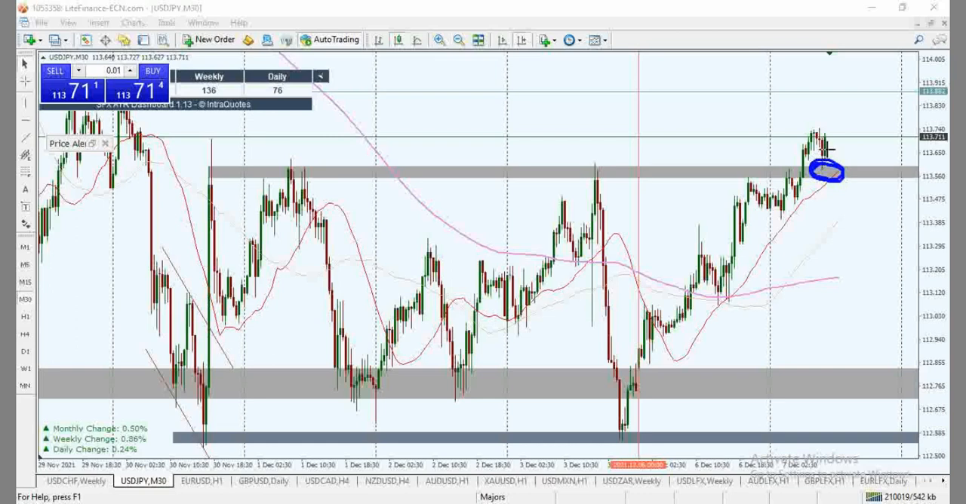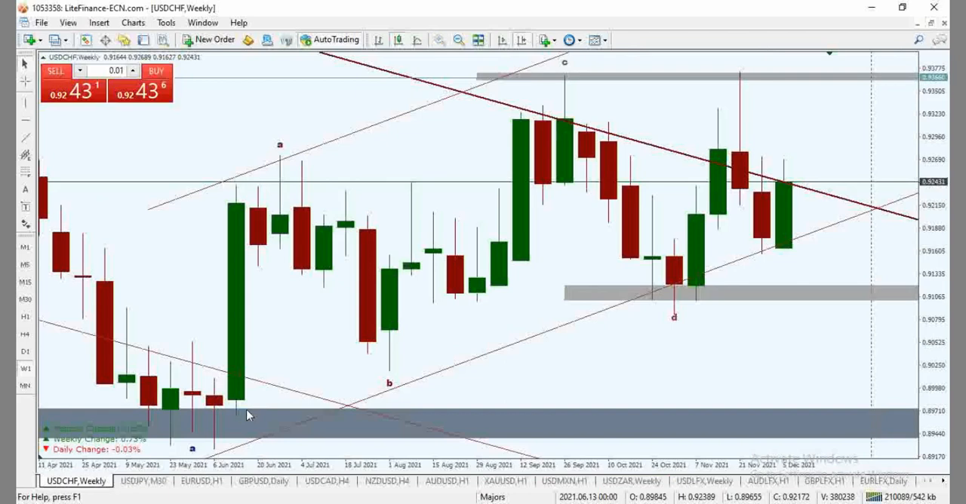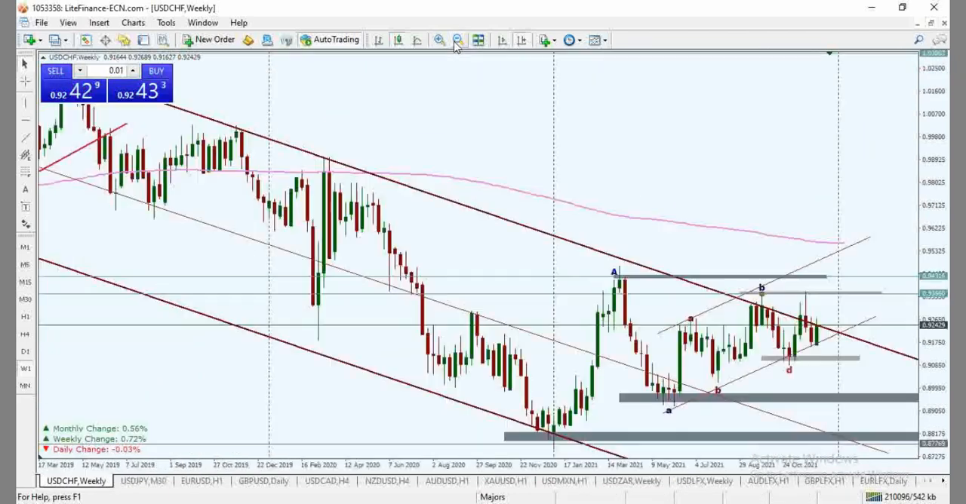So if there is a confirmation, we can also look to get into some buy positions today at the right spot. Also, the USD CHF, Swiss francs, also made the next move into the overall target, which I also wanted to see.